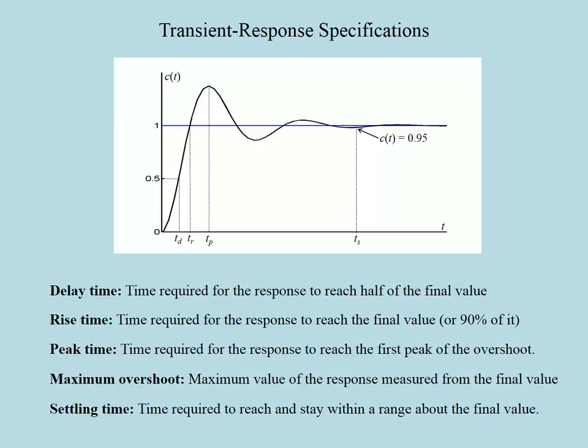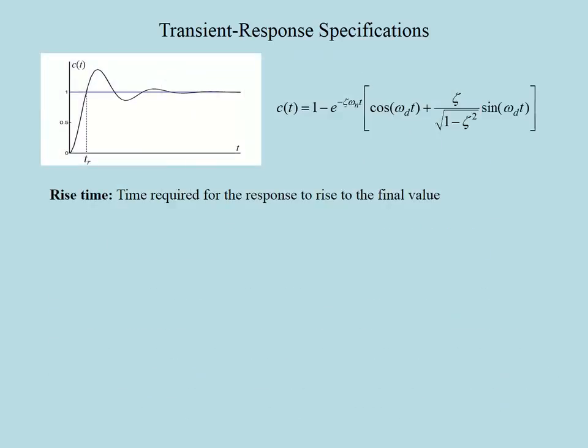In practice, you would need 2 or more of these specifications to describe completely what you expect from your output. Next, we will explain how these specifications can be related to the parameters defining a second-order transfer function. Let us first start with the rise time. At the rise time, the unit step response must be equal to 1. From the expression of c(t), it follows that the terms in the brackets should be equal to 0.